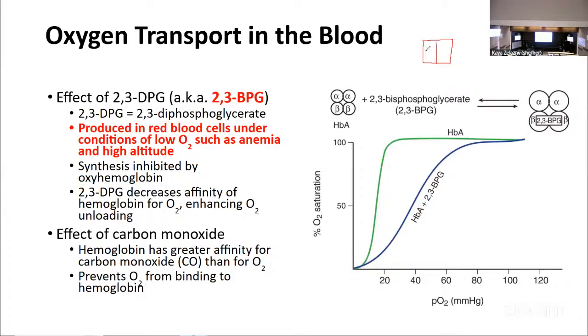So rather than affecting the affinity of hemoglobin for oxygen, so how much hemoglobin and oxygen like each other and bind to each other, carbon monoxide just takes up the spots directly where oxygen would bind in, right? So it directly fills up those heme groups. And this is because it has a super high affinity for hemoglobin. So hemoglobin really, really likes carbon monoxide. It likes it more than it likes normal oxygen, right?